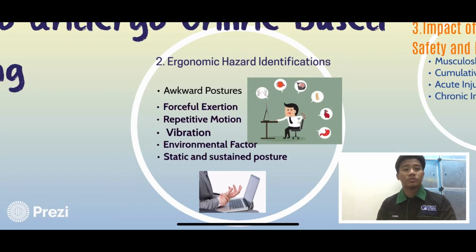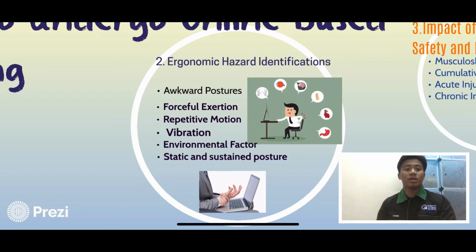Secondly is forceful exertion. When the body or any part of the body applies extra force, it will cause sudden fatigue to the body and it will not hold for a long time. Thirdly is repetitive motion. When motions are repeated frequently or for prolonged periods without a break, the body can become extremely strained and fatigue more quickly. Then is vibration.